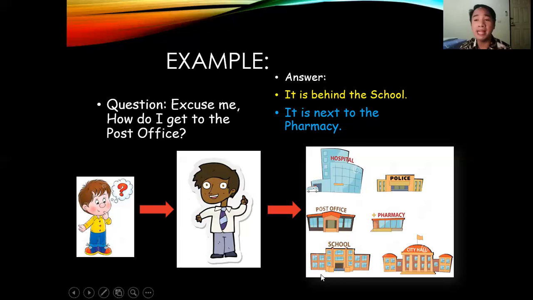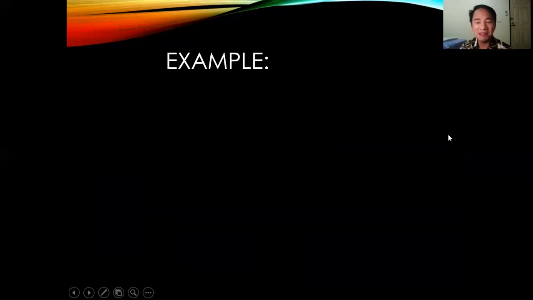Or you can simply tell the person it is behind the school, or in front of the hospital, or it is next to the pharmacy. As simple as that. So that's how you answer when you give directions. You have to be direct to the point. Next example, want some more?